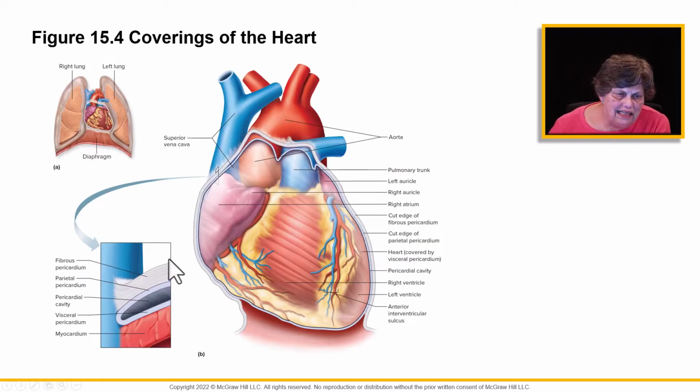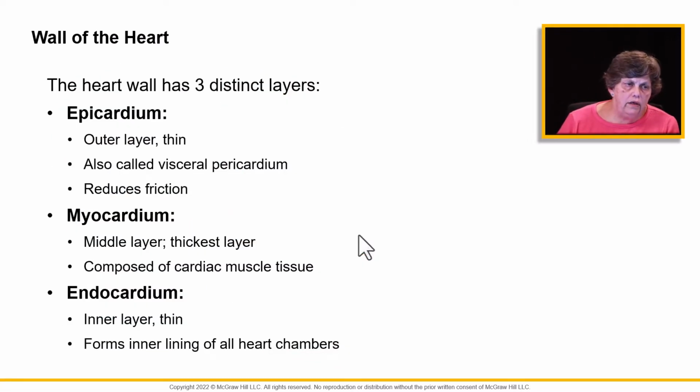You can kind of look at this like putting your fist into a glove, and you can see this covering. Okay, so there's the fibrous pericardium, the parietal pericardium, that space in there that is going to have the pericardial fluid, and then you have the heart.